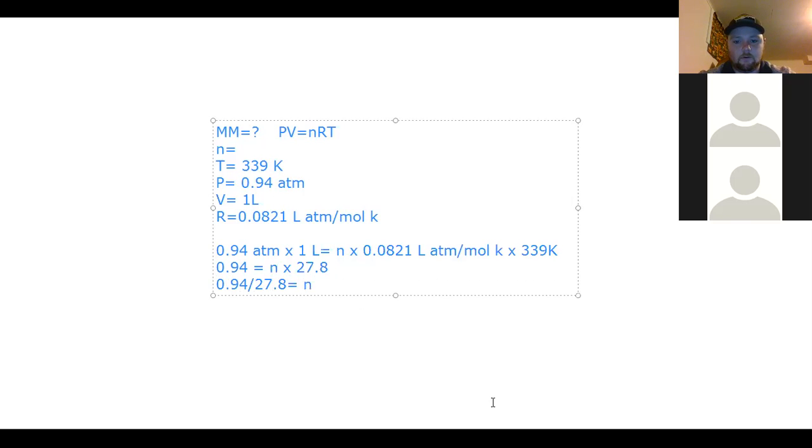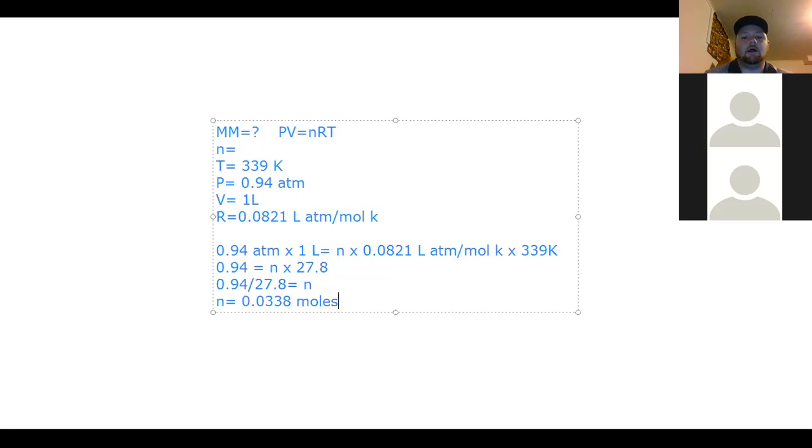All right, so 0.94 divided by 27.8. Excuse me, we just went over about 1 minute on this. So you'll get n is equal to 0.0338 moles. Okay, so we have moles.